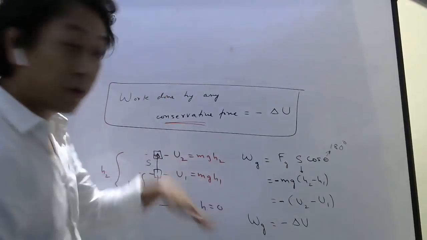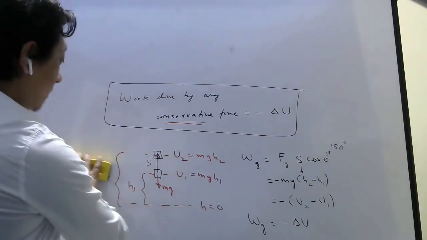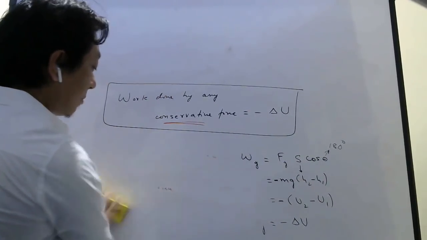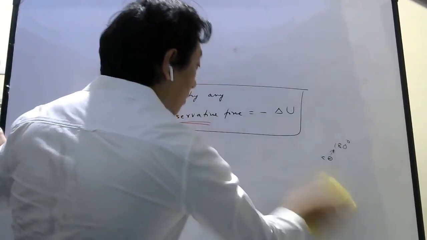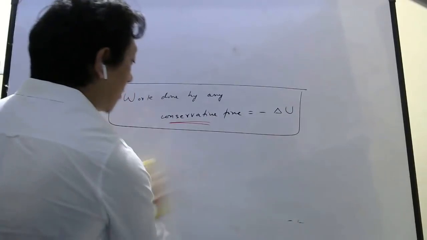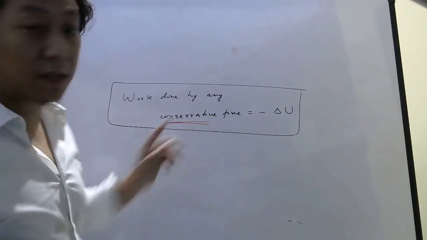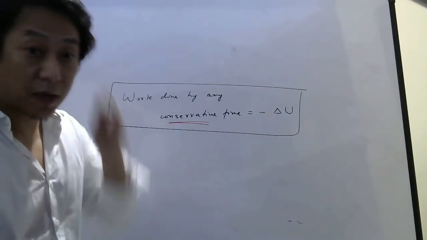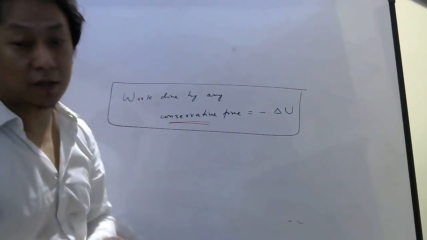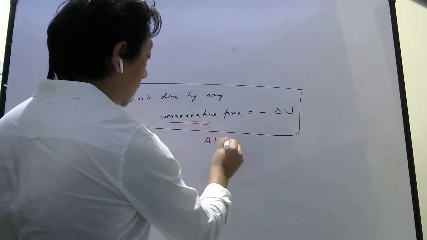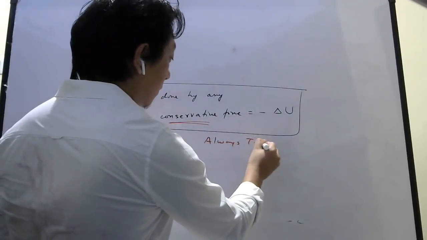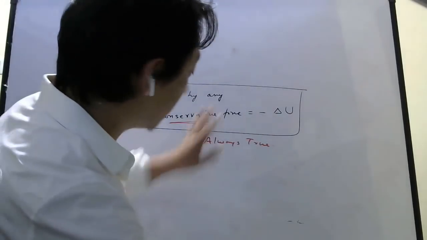I have done this in the previous to previous video also, so just to revise once, I am doing it. This is done in first PU also. So remember that work done by any conservative force is always minus of change in potential energy. This is always true. Okay, make a note. Always true. Keep this in your mind.